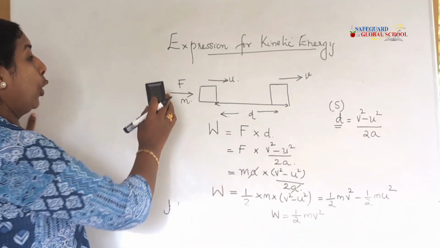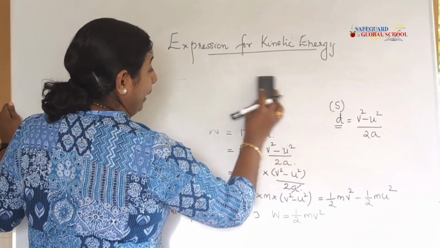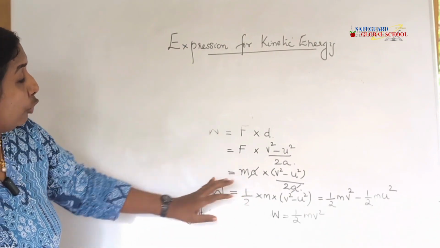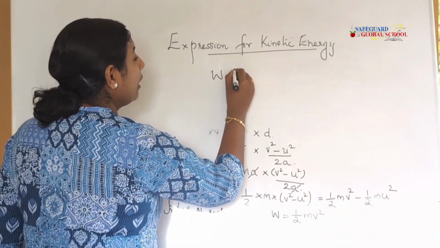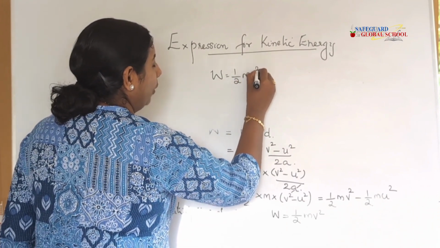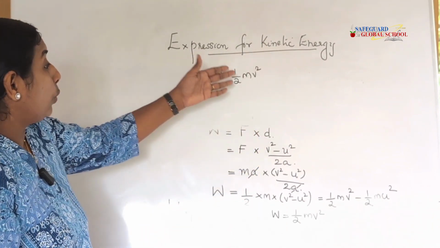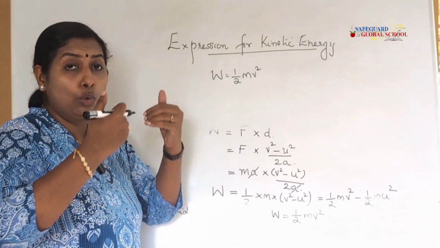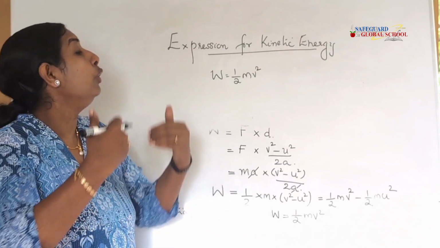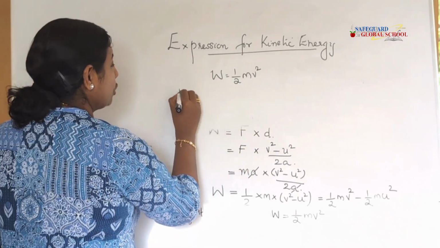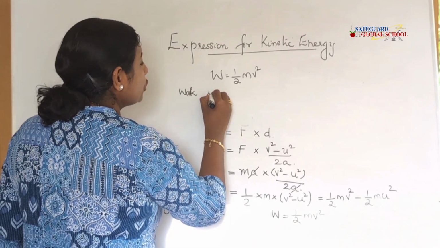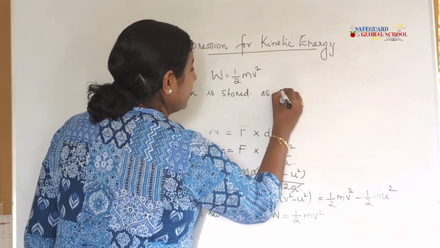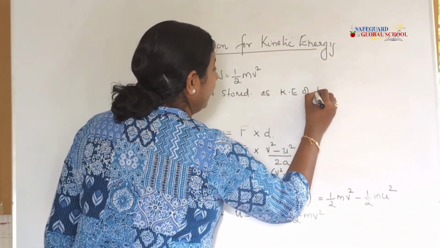We know that this whole work is transferred to the body, as energy cannot be created or destroyed. The work done, half mv square, on a body at rest is converted into the kinetic energy of the body when its velocity changes from 0 to v. So this work is stored as the kinetic energy of the body.